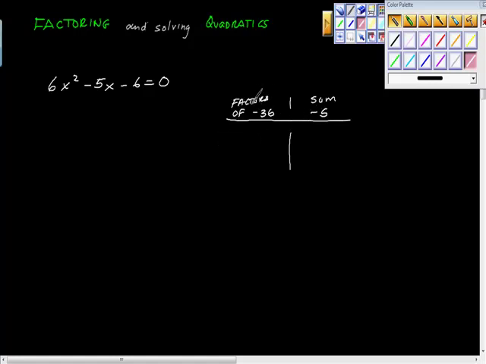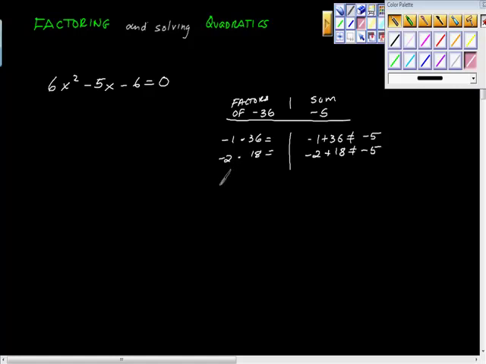We could do lots of things. One thing is that we know that there are factors of negative 36, and there are two numbers, so one of them's going to be positive, and one of them's going to be negative. Just to skip to it, we could do negative 1 times 36. Well, that does equal negative 36, but negative 1 plus 36 does not equal negative 5. We could do negative 2 times 18. That does equal negative 36, but negative 2 plus 18 does not equal negative 5.